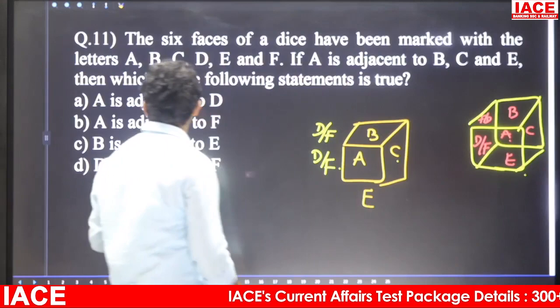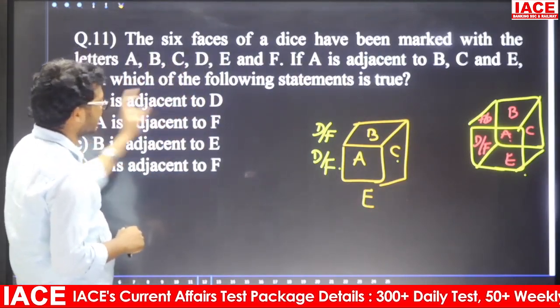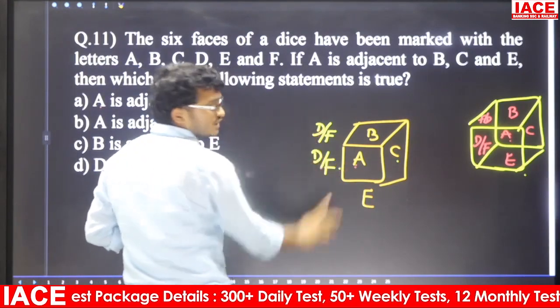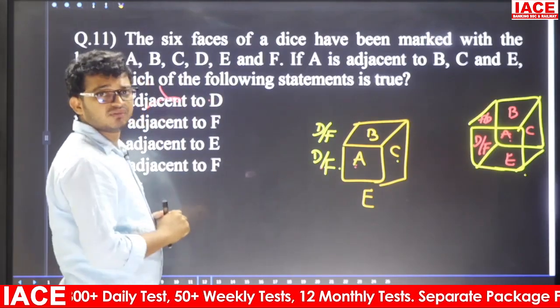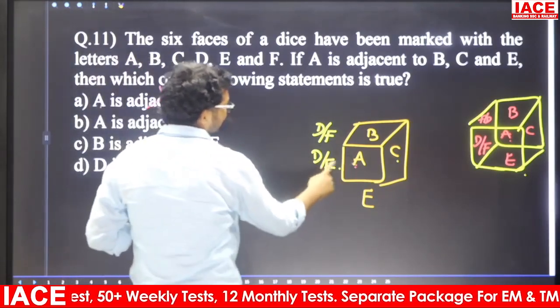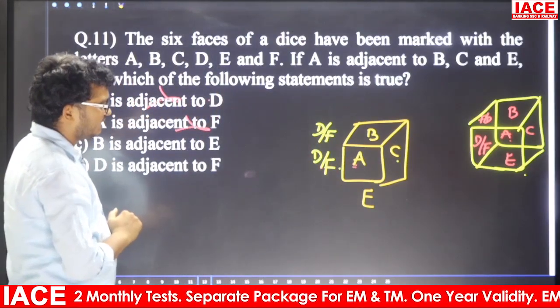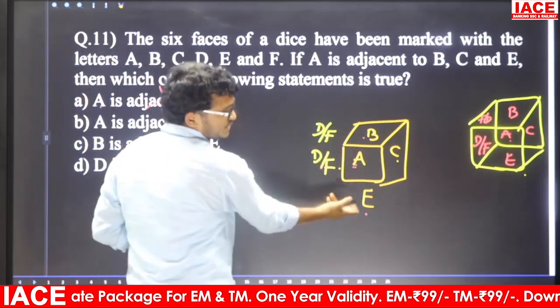Our requirement is: which of the following statements is true? First one, A is adjacent to D. A adjacent to D is a chance, but A opposite to D is also a chance. So first one, no. Second one, A adjacent to F. We don't know; A may be adjacent to F, otherwise A is opposite to F. Next one, B adjacent to E. Here B and E are opposite, so no chance.